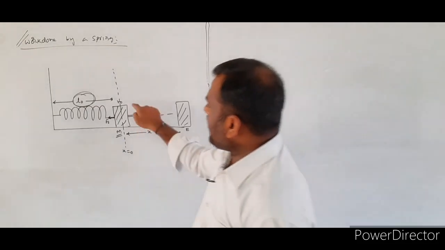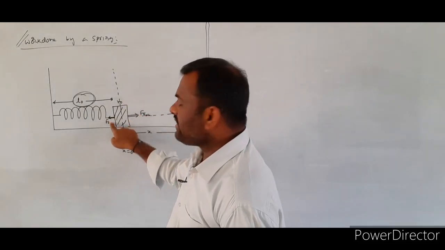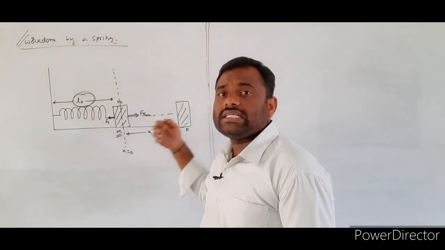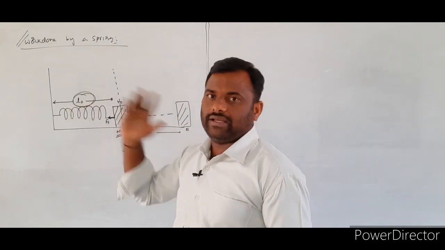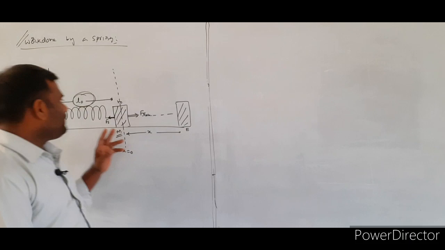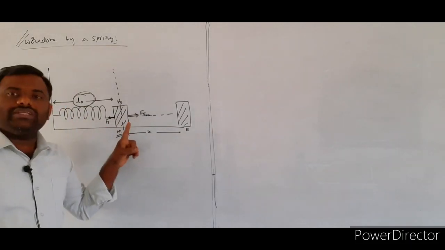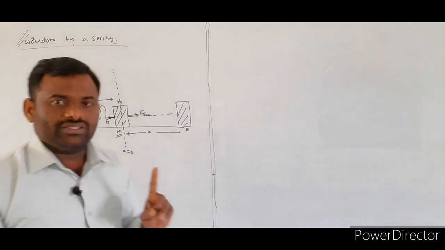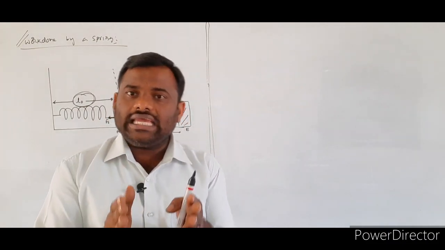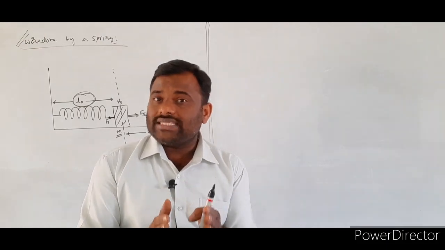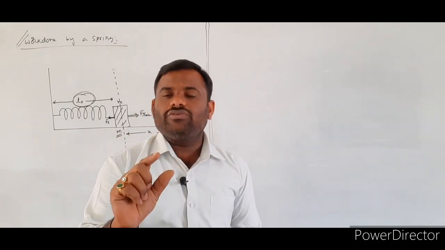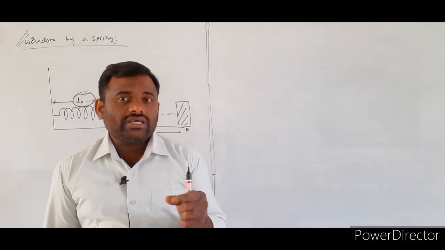Here I attached a block of mass m to the free end of the spring and I want to pull the spring outwards. I want to elongate or compress the spring. Whenever we elongate the spring, the length of the spring changes. Whenever we displace the object from its equilibrium position, some restoring forces are developed within the object.